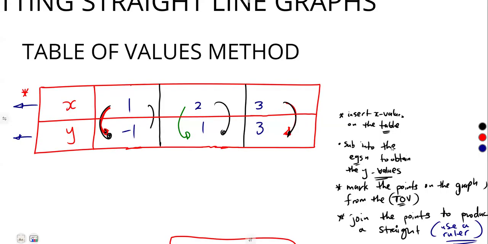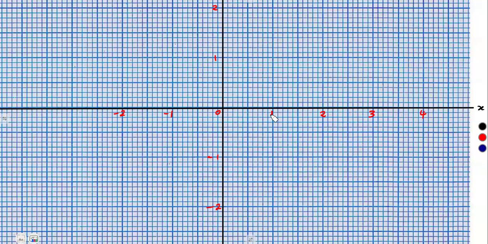All right, so let us substitute this. We're going to mark these points on the graph, from the table of values that we're given. So that's when x is 1, y is what? -1. So that is what we have, 1 versus what? -1. 1 and -1, they meet at this point. You mark the point.